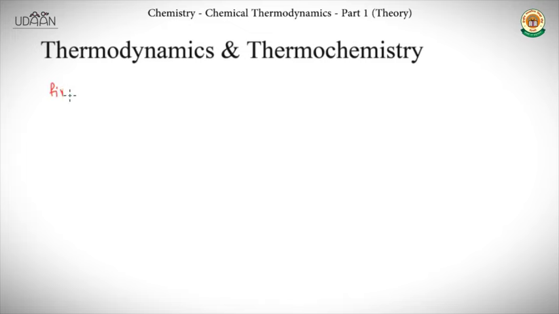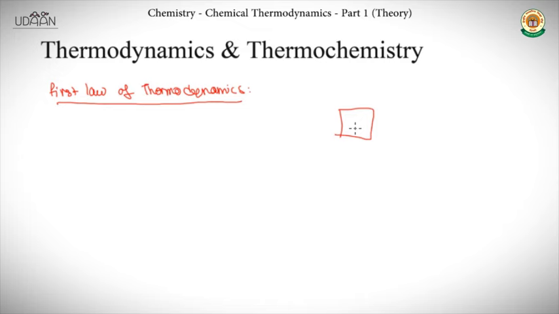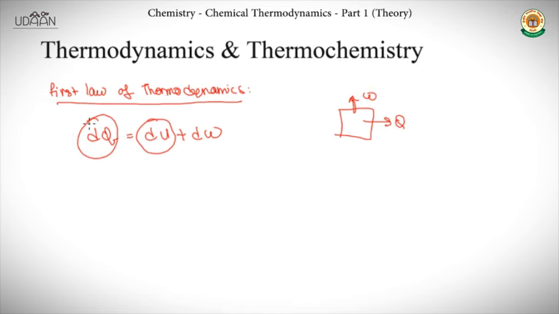Now we'll talk about the first law of thermodynamics. As I told previously, energy can escape from the system either as heat or it can do some work. So the first law of thermodynamics states that dQ equals dU plus dW. Here dU is the change in internal energy, dW is the work done by the system, and dQ is the heat entered into the system.